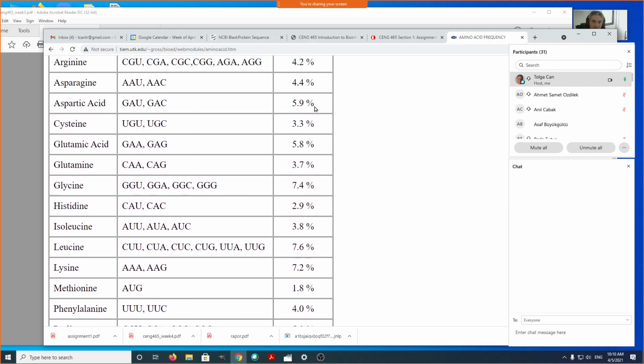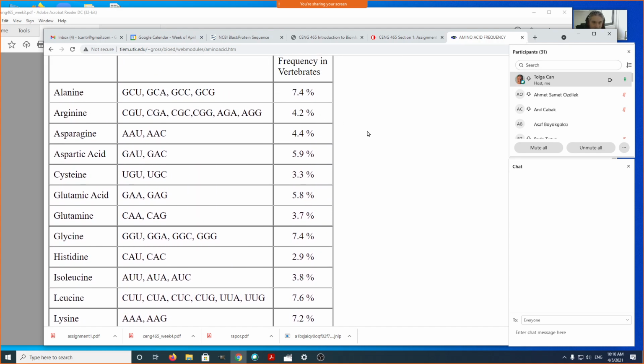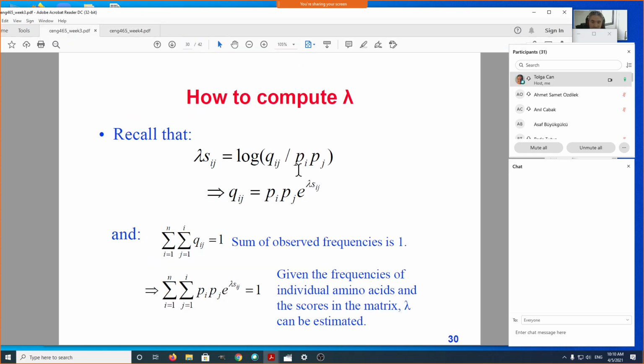And the Pi and Pj values on the slides are these values. For example, for alanine, PA is going to be 0.074, which is 7.4%. So we know what Pi and Pj are by observing all the sequences we have. What we don't know is Qij. We don't have the alignment, so Qij is not known in this equation.